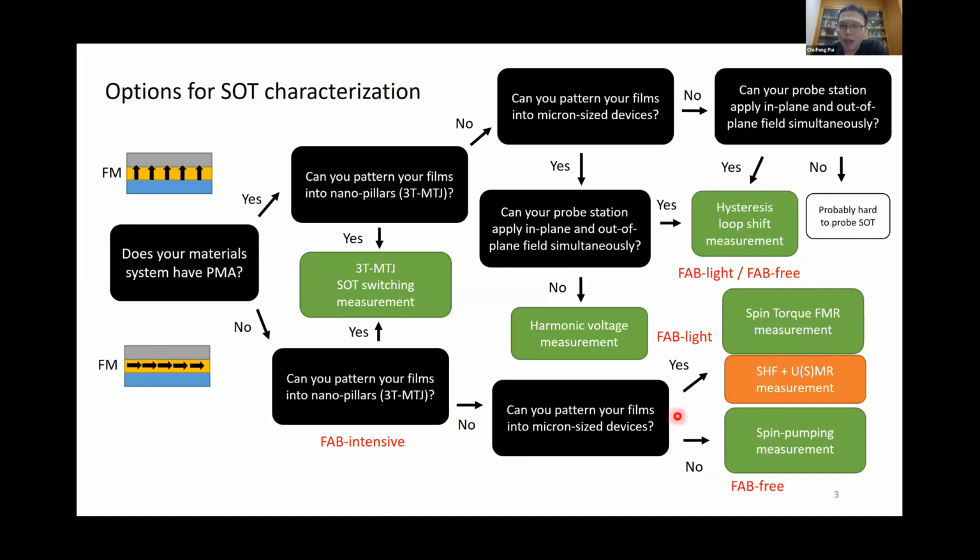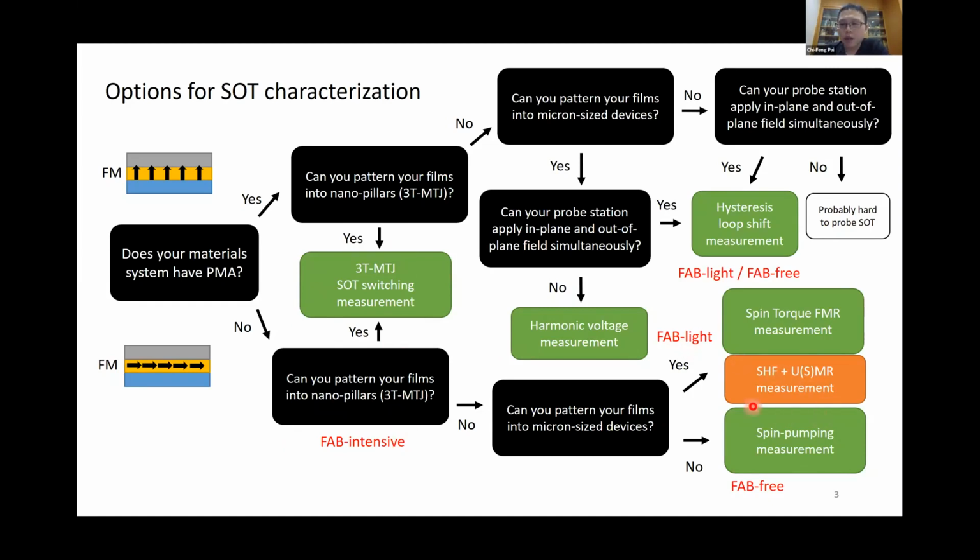And if you cannot pattern your films into micron-sized devices, and all you have is bare films, you can still do a spin pumping measurement. So that's the reason why I call this fab-free. You'll see that several methods are fab-light or fab-free, but in order to get very good SOT switching data, you probably have to go through this fab-intensive process.